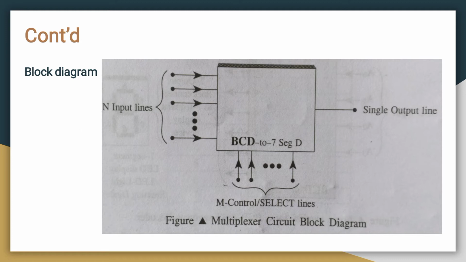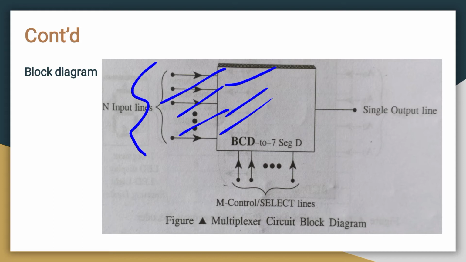So this is the multiplexer circuit diagram. Here we have n input lines, and we are going to select any one of these lines. So from the n input lines, any one is selected as a single output line. That is the concept of a multiplexer, using the control or select lines.